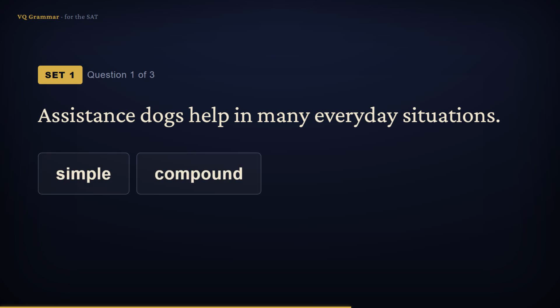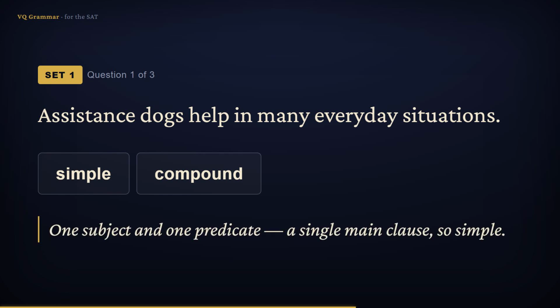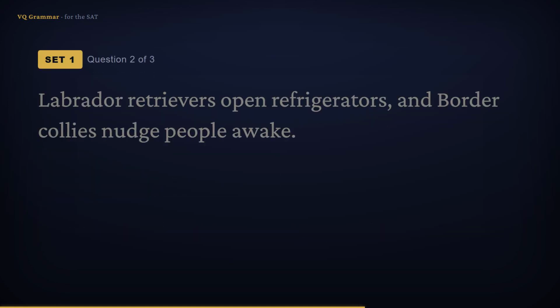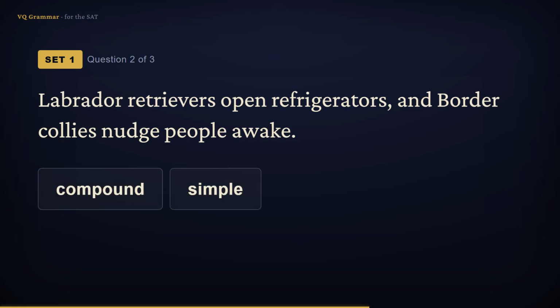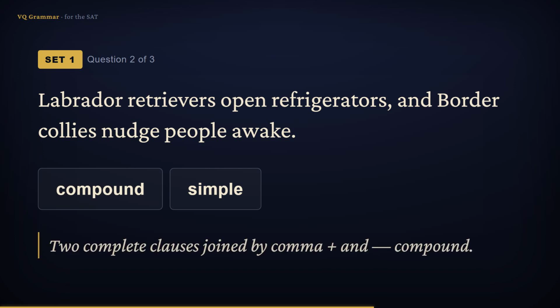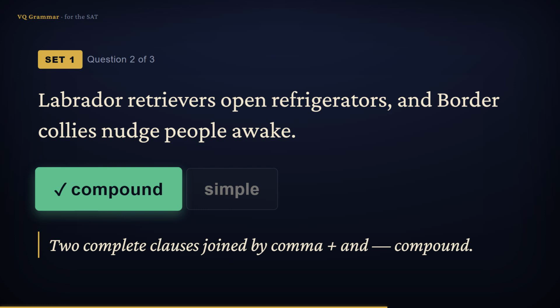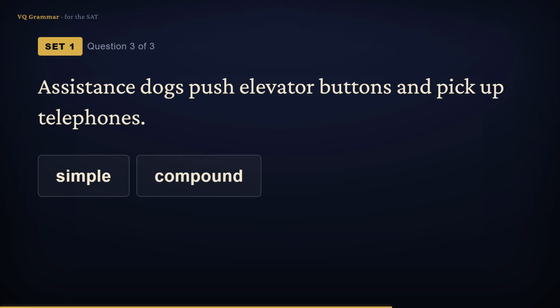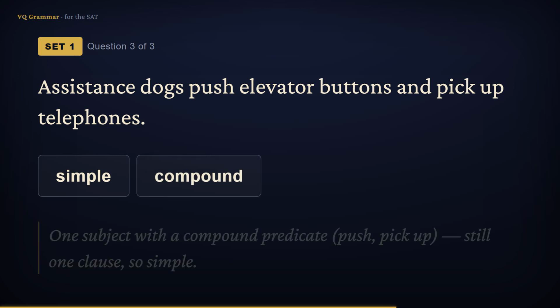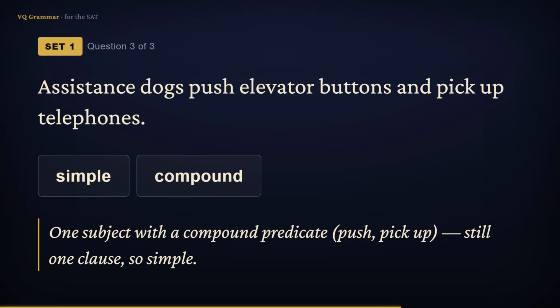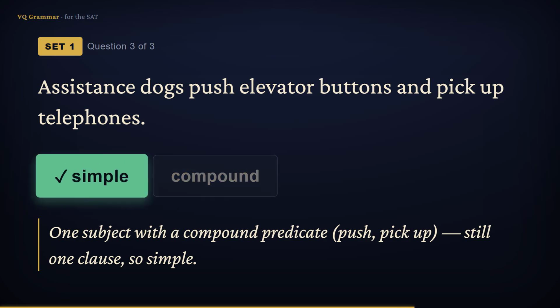Assistance dogs help in many everyday situations. One subject, one verb, one clause. So the answer is simple. Labrador retrievers open refrigerators, and border collies nudge people awake. Two subjects, two verbs, two complete clauses, joined by comma and. So the answer is compound. Assistance dogs push elevator buttons and pick up telephones. One subject, dogs, with two verbs, push and pick up. A compound predicate, but still one clause. So the answer is simple.